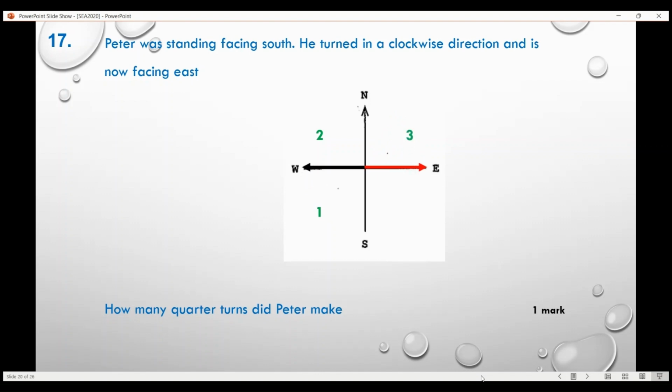So that's where we read the question to make sure we're on the right track. Peter was facing south, and then he turned in a clockwise direction, is now facing east. So how many quarter turns did he make? From south, he went to west, that was one quarter turn. West to north, a second quarter turn. North to east, 3 quarter turns. So the answer is 3.